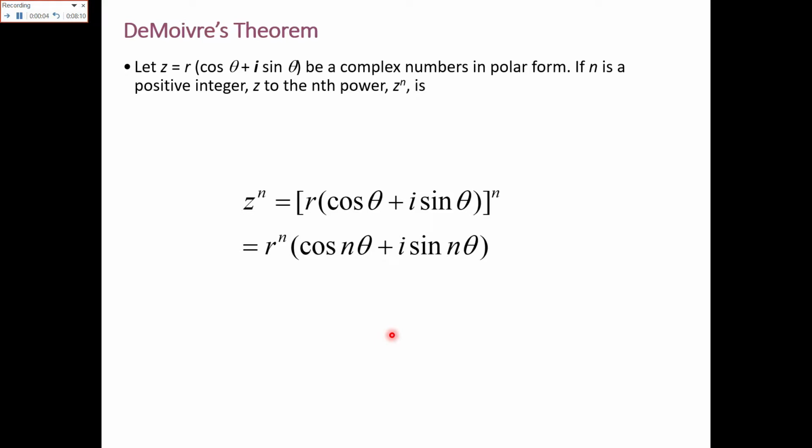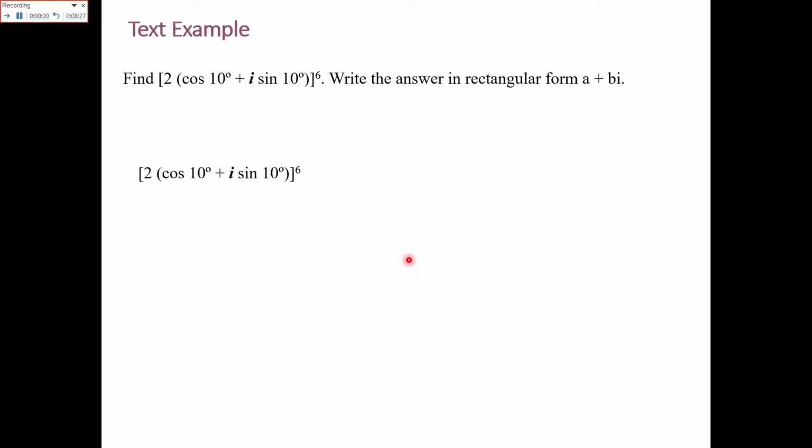Now again, the De Moivre theorem says the complex number in polar form can be raised to the nth power of an integer: z to the n is r to the n into cos n theta plus iota sin n theta. So this is the given question. Here is the statement: 2 into cos 10 plus iota sin 10, all raised to 6. Write the rectangular form of the answer. Here it is in the polar form.